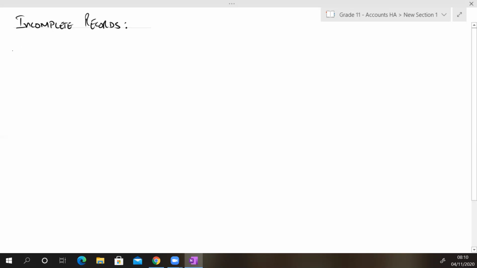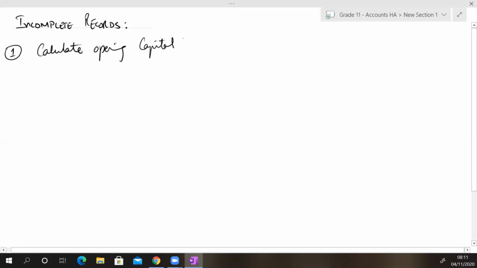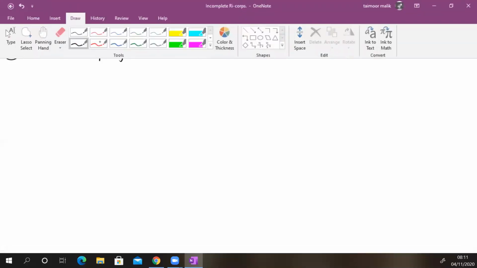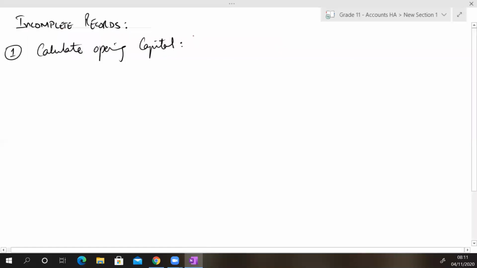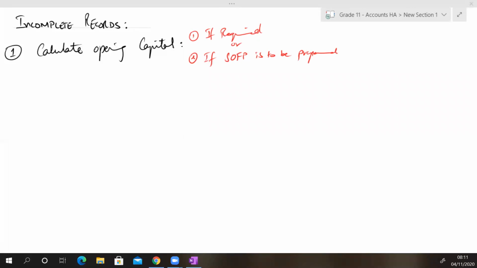So first, in incomplete records, the first issue that will come is to calculate opening capital. Okay, how will you calculate opening capital? First, why would you do it? If required, and if the SFP is to be prepared. The only reason you would calculate opening capital would be, number one, if it is required in the question, or if you have to prepare a statement of financial position.